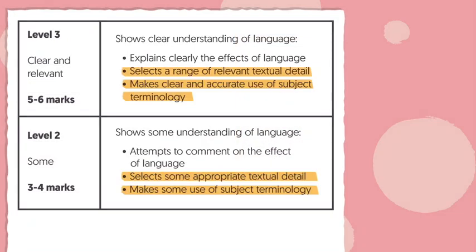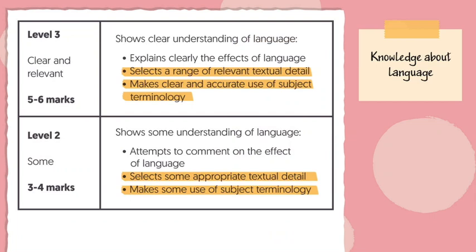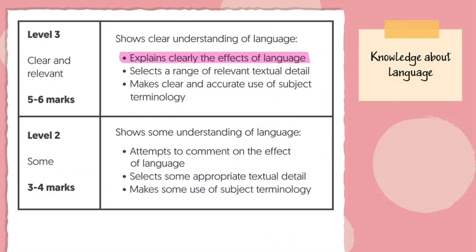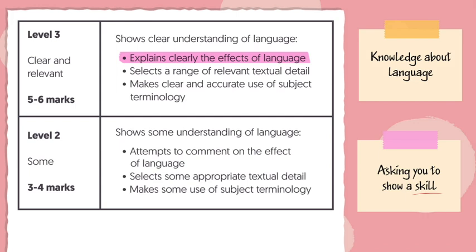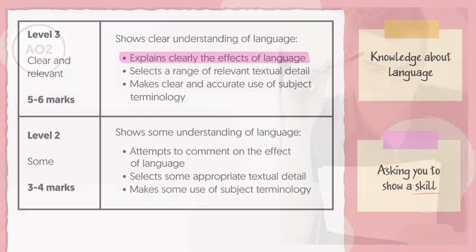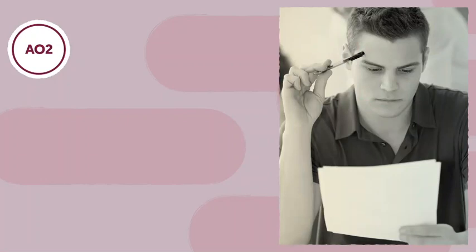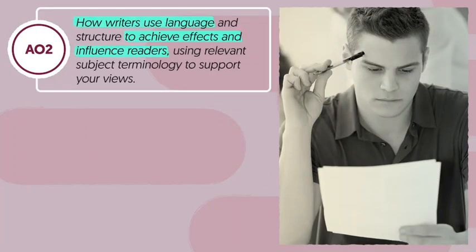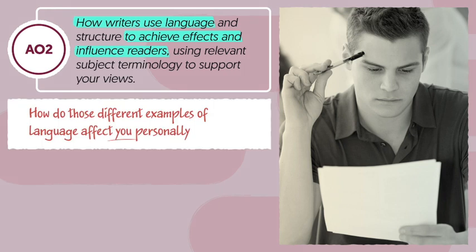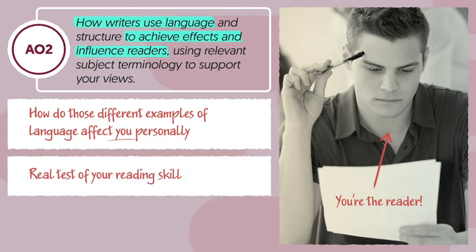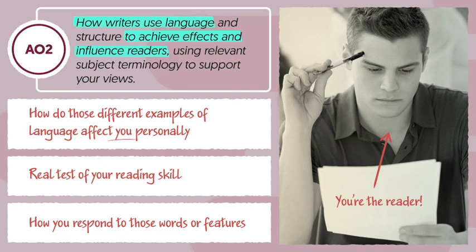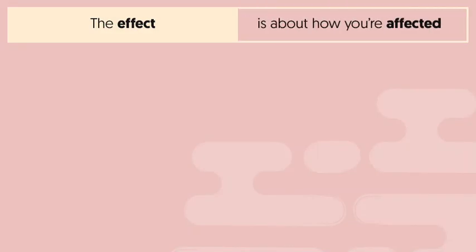So, the bottom 2 bullet points are asking you to show your knowledge about language, but the top bullet point is very different. This one is asking you to show a skill rather than knowledge. Remember, the first part of AO2 is about how writers use language to achieve effects and influence readers. What this means is how do those different examples of language affect you personally, because you're the reader. This is the real test of your reading skill, as it's asking you to write down how you respond to those features or words. The effect, with an E, is about how you're affected, with an A.